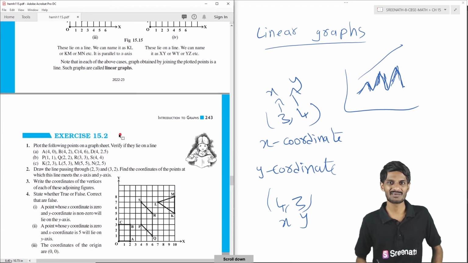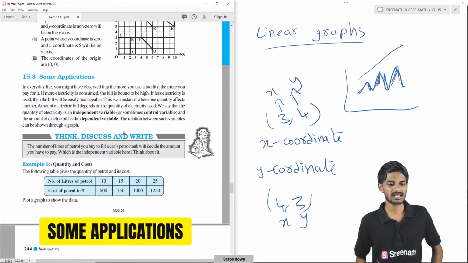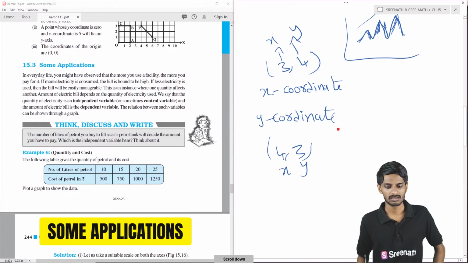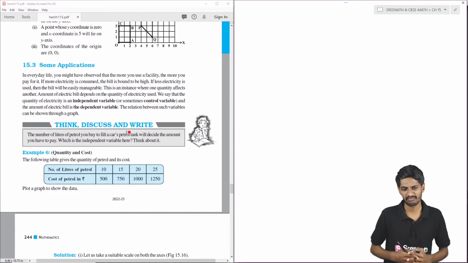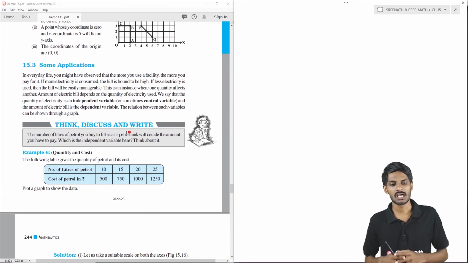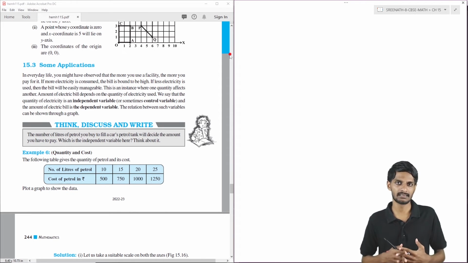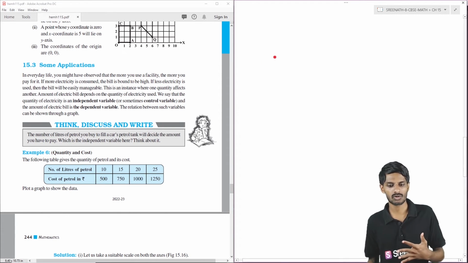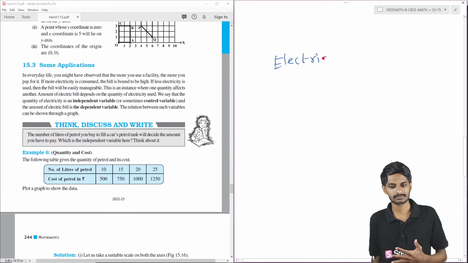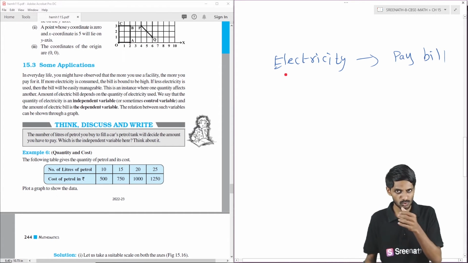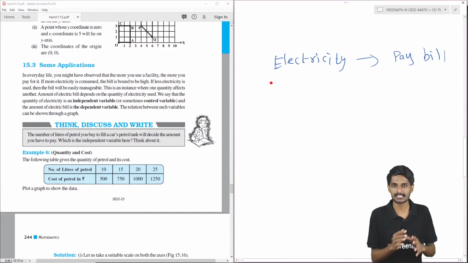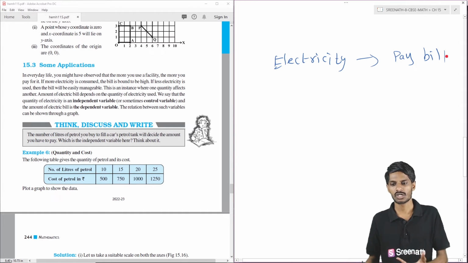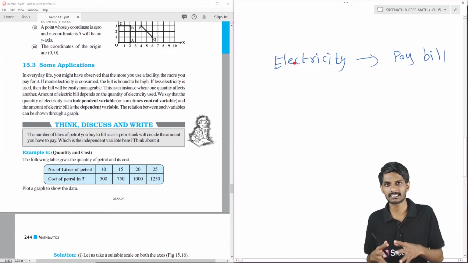So this topic is also completed, students. Next, there are some applications, students. In our everyday life there are some things which depend on something else. Suppose, if you use more electricity, then you have to pay more bill. If the usage of electricity decreases, then the bill payment also decreases. If the usage of electricity increases, the bill payment also increases. So the bill payment depends upon how much electricity is used.